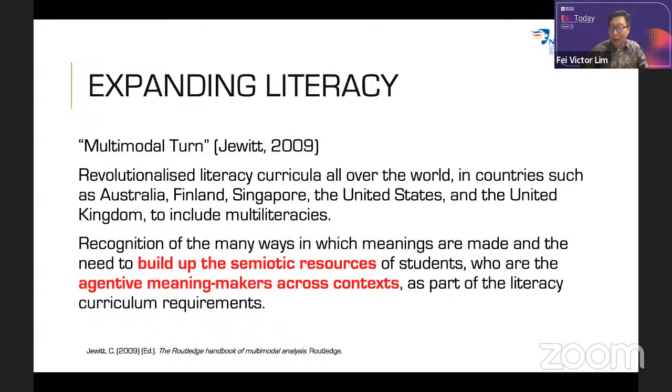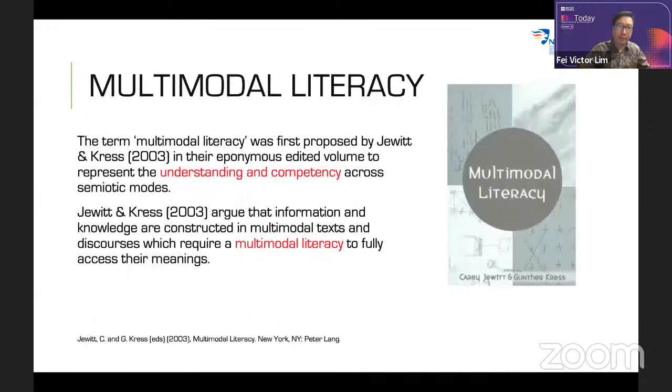Now, make no mistake, language is still important, and language is still the fundamental way in which we communicate. But one of the key understandings of multimodal literacy is that language is not the only way, and there are other ways in which we make meaning, and therefore we need to build up that semiotic resource of students.